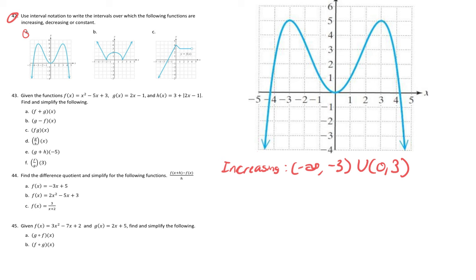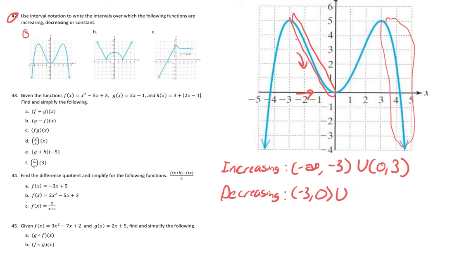Then let's do where it is decreasing. And that's where we are going down as we're moving to the right. So we have this section and that section. So from -3 to 0, union 3 to +infinity. And it's always moving, so no constants.